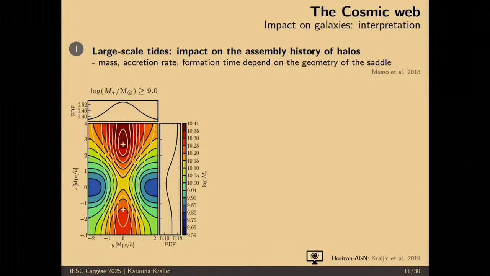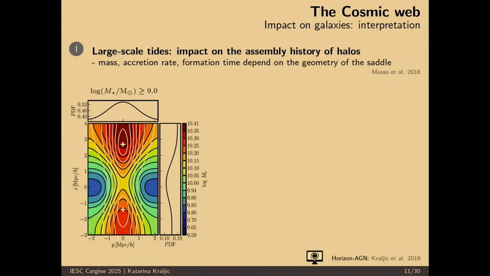So here is one example of these isocontours. Again, the saddle point is here. This is the direction of the filament. These are the nodes, and these are the 2 voids. The colors are the isocontours of the stellar mass. The first important thing to note is that these isocontours depend not only on the radial distance from the saddle point, but also on the orientation. And the second thing, we can clearly see that in terms of the stellar mass, we reproduce what we have seen: as galaxies get closer to the filaments, they are more massive, and along the filaments, galaxies are more massive near the nodes.